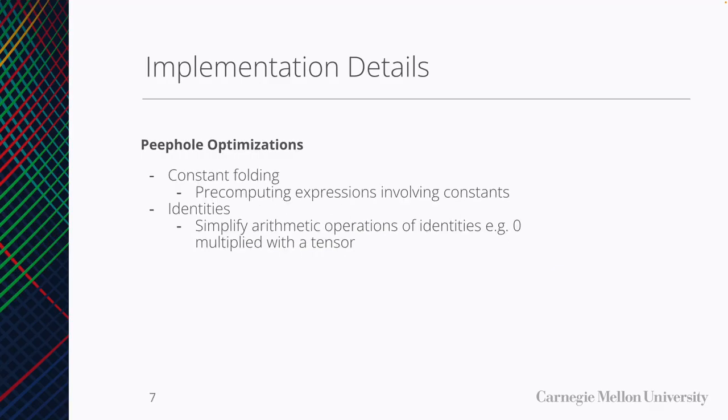Constant folding is the idea of prematurely computing expressions that involve constants. Identities refers to simplifying arithmetic identities such as 0 multiplied by any tensor. These can be done in a straightforward approach by identifying constants and directly simplifying the nodes whenever possible.